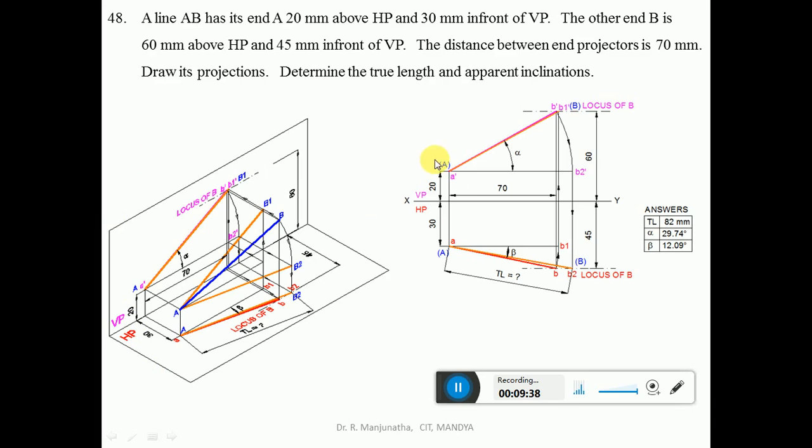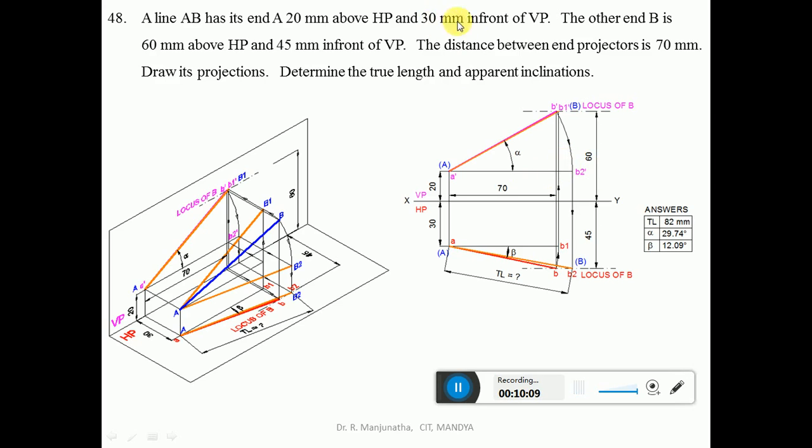Now we are going to solve the problem using the sketchbook. First, we draw the XY line and mark the vertical plane VP and HP, as shown. Now, end A is 20 mm above HP and 30 mm in front of VP. From the xy line, the distance above HP is seen in the vertical plane, since the vertical plane is above the xy line. So from the xy line, you measure a distance of 20 mm and draw a horizontal line.